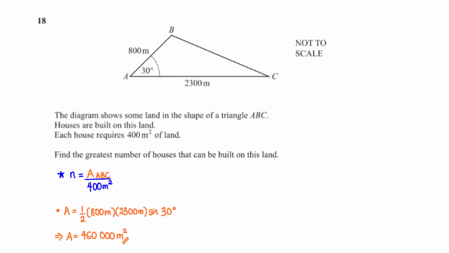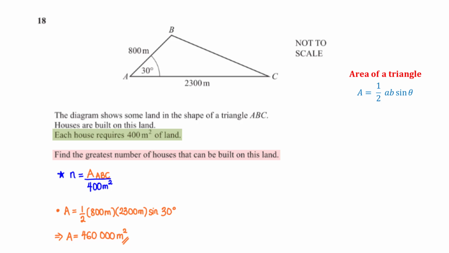The diagram shows some land in the shape of a triangle ABC. Houses are built on this land. Each house requires 400 meters squared of land. Find the greatest number of houses that can be built on this land. The number of houses that can be built on the land would be equal to the area of triangle ABC divided by the area of one house, which is 400 meters squared.